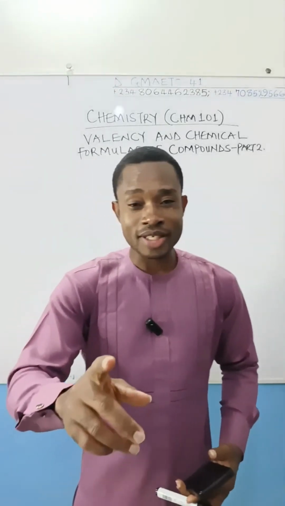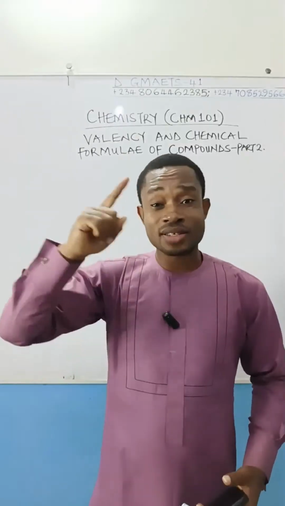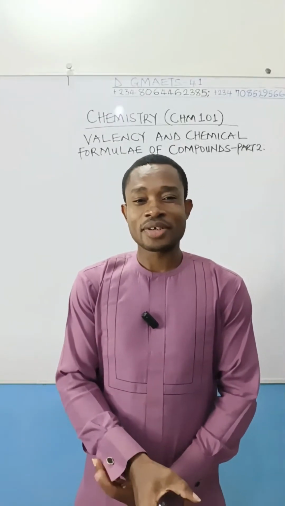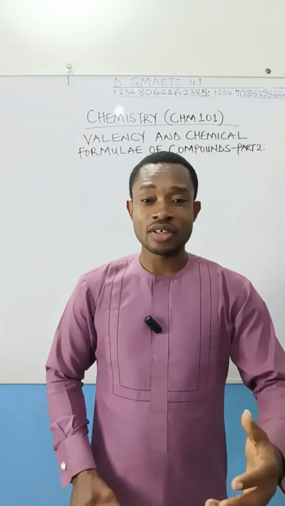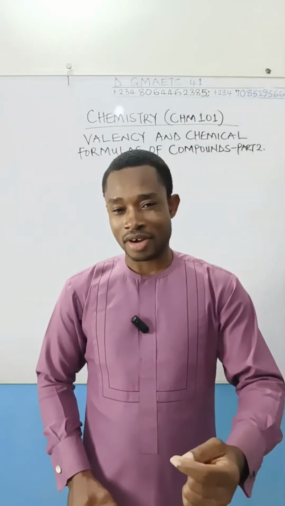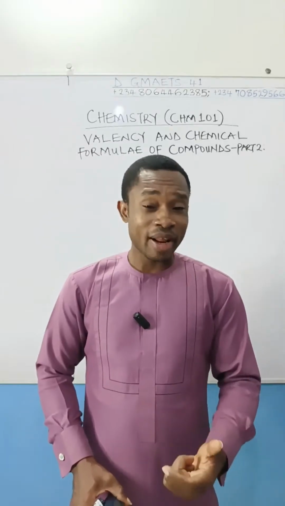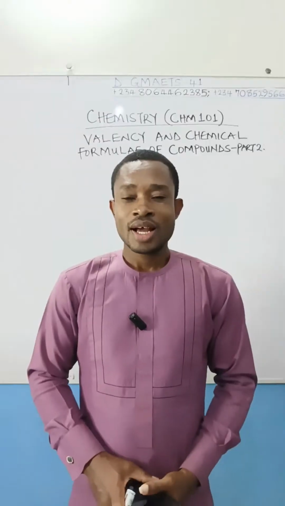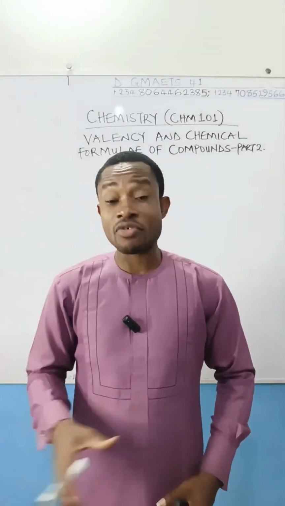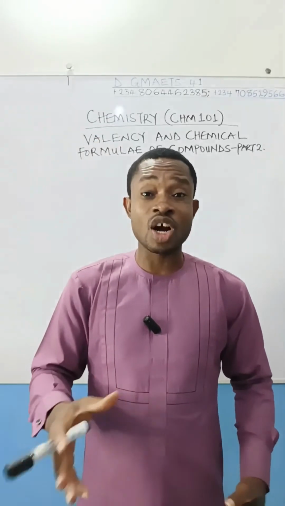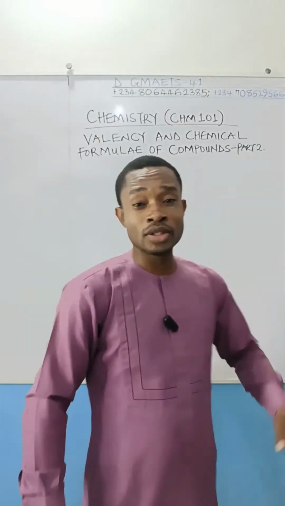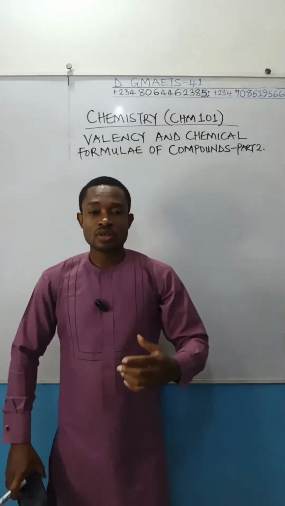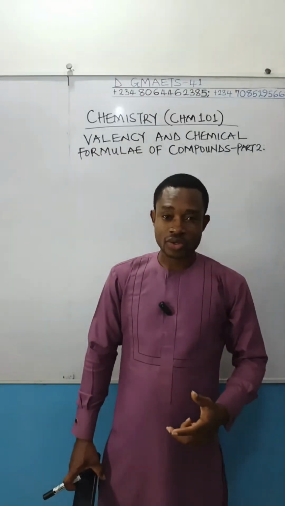Now you recall that in our previous chemistry class last week, Wednesday, we learned how you can write correct chemical formula of binary compounds, where I explained that binary compounds are made up of two elements. And all of this idea of writing correct chemical formula of a compound is based on the knowledge of valency. Valency of elements, valency of radicals.